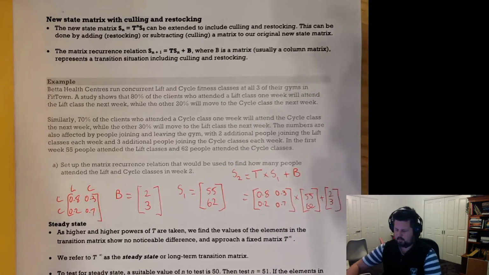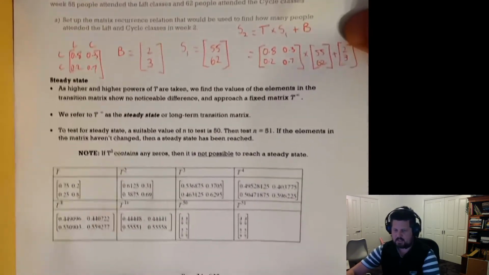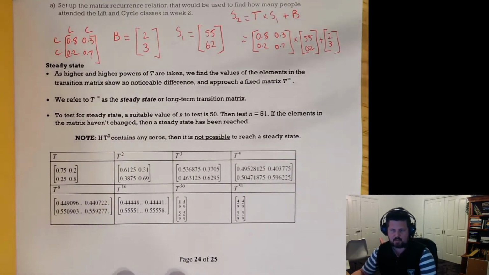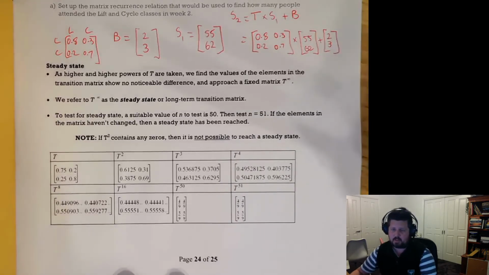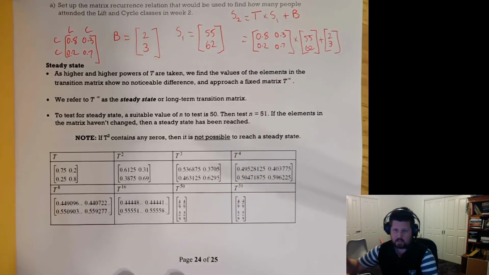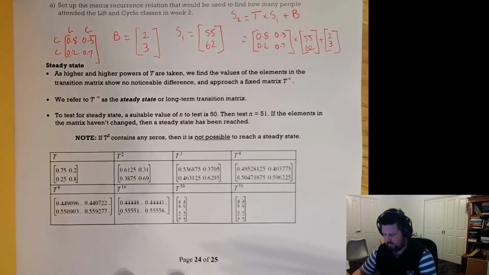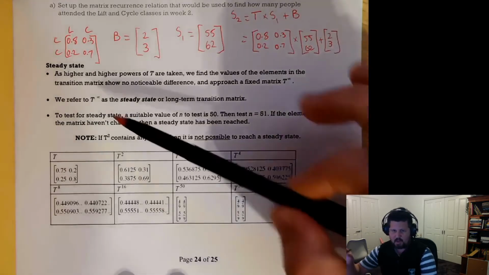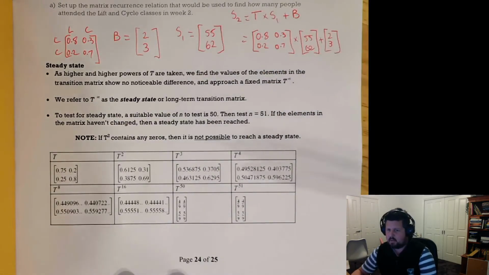Alrighty, the next thing we want to talk about is what's called a steady state. So it says here, as we get higher and higher powers of the transition matrix, we find that the values of the elements in the transition matrix show no noticeable difference, and they often approach a fixed matrix the more you get closer to infinity, that power of, as we get to such a large number. So when you get to that particular state, the steady state or transition matrix to the power of infinity, that can also be known as a long-term transition matrix.